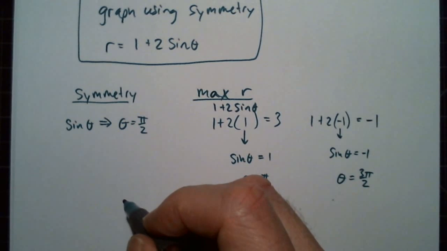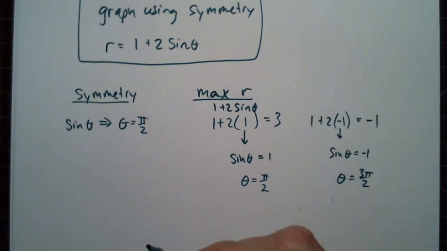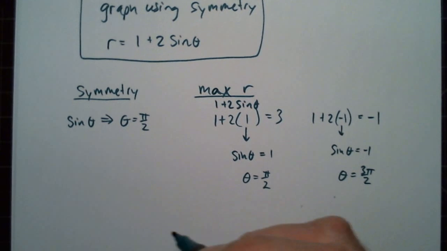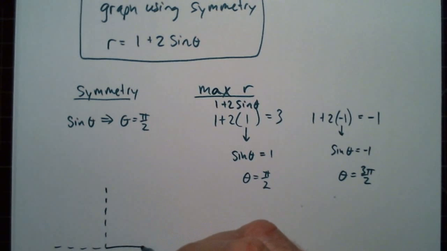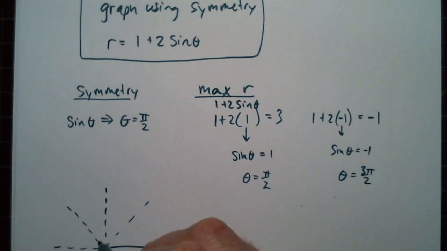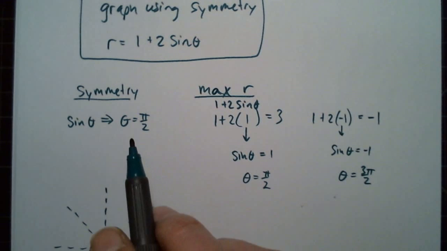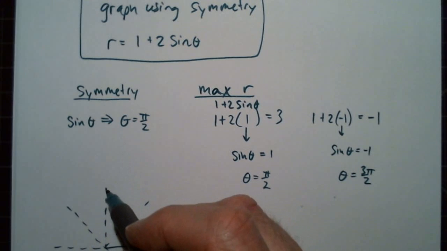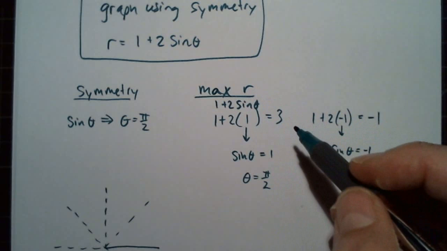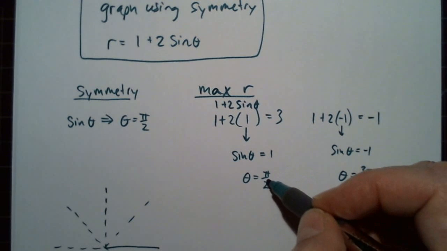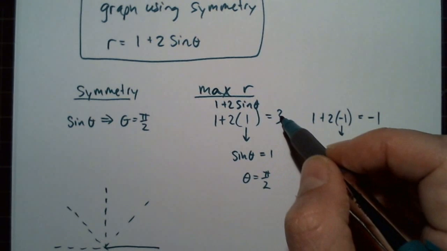Alright, and then let's graph these, and if necessary, we just fill in the missing points with a table. We know the symmetry should be on either side of this line. The maximum radius occurs at pi over 2, and that radius is 3.